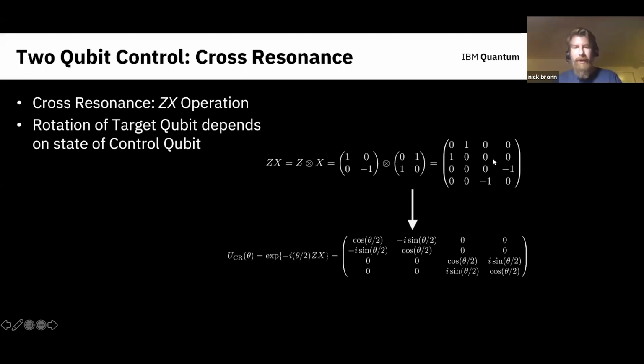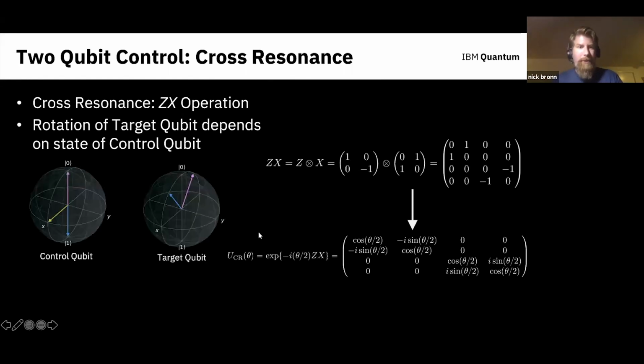But what happens when you exponentiate that matrix, the rotations you get are going to be such that they rotate the target qubit dependent on the state of the control qubit, which sounds a lot like a CNOT. And just by looking at this matrix, you can see here in the upper left of this unitary, you have an X rotation, and that corresponds to the subspace in which the control is in a 0 state. And in this lower right subblock, that corresponds to where the control is in the 1 state, and that's a negative X rotation.